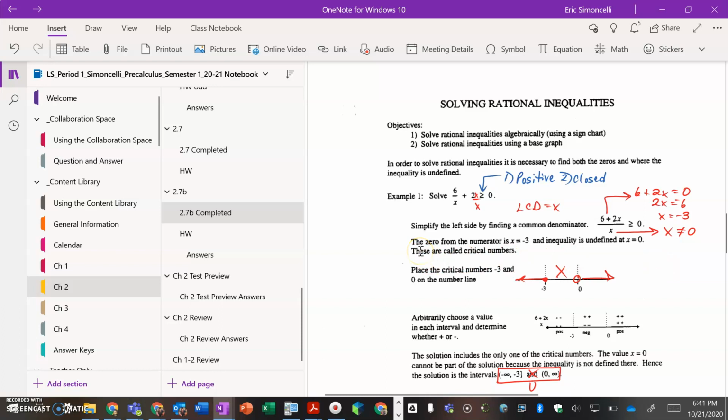Well, it says, including the language, the 0 from the numerator, x is equal to -3, and the inequality is undefined at x equals 0. As we again described back on the last problem, this is a vertical asymptote that we're identifying. These are called critical numbers or critical values, same thing. Place the critical numbers of -3 and 0 on the number line. It does also kind of go into arbitrarily choosing values in each interval, which I still recommend you do.